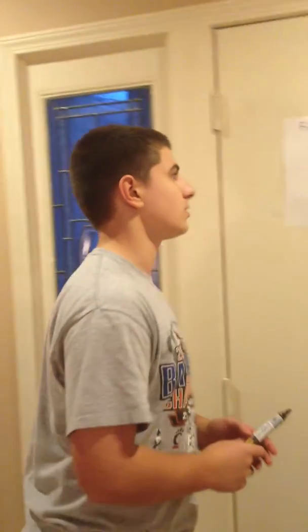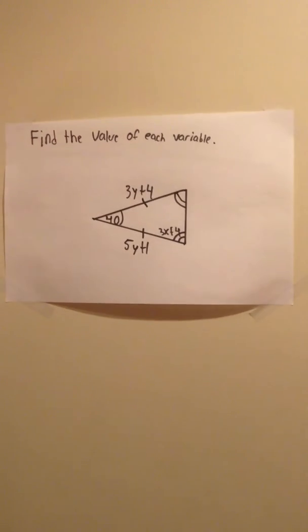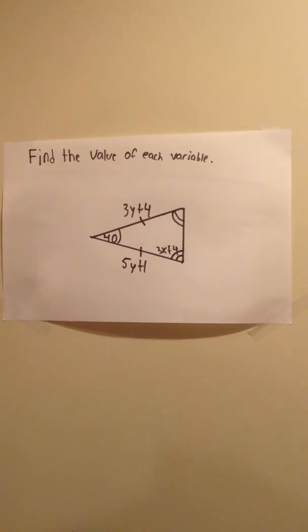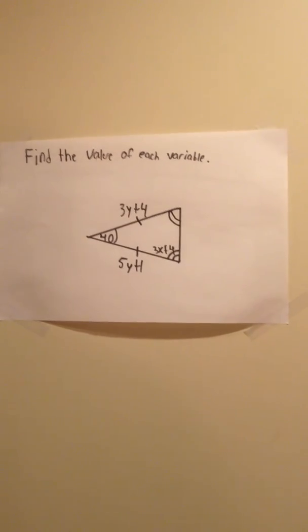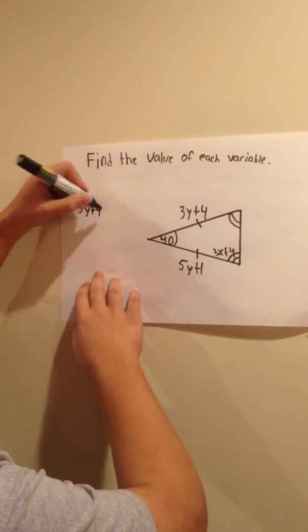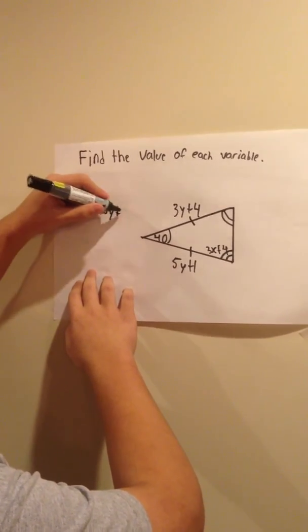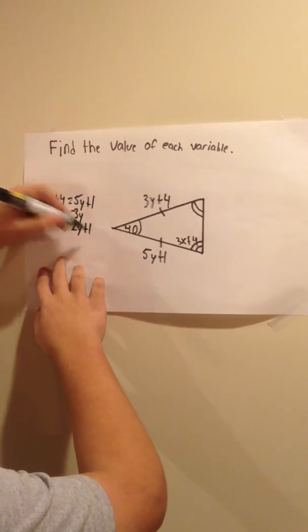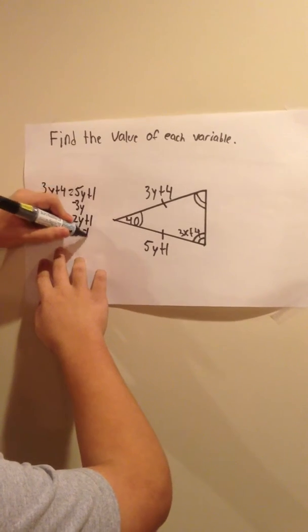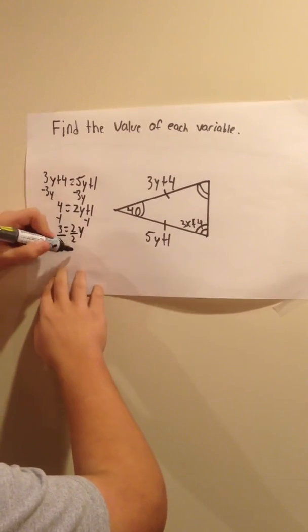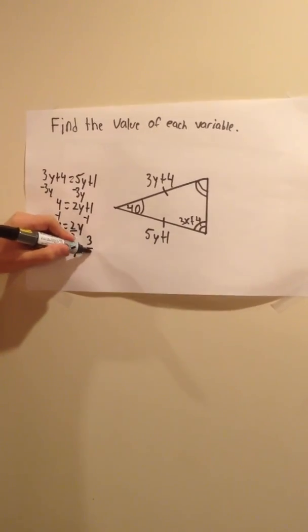Alright, so here we're going to be looking at an isosceles triangle, and the problem is to find the value of each variable x and y. So first, we're going to find y. We know that the two legs are congruent in an isosceles triangle, so we're going to set 3y plus 4 equal to 5y plus 1 and solve for y. So y equals 3 over 2.